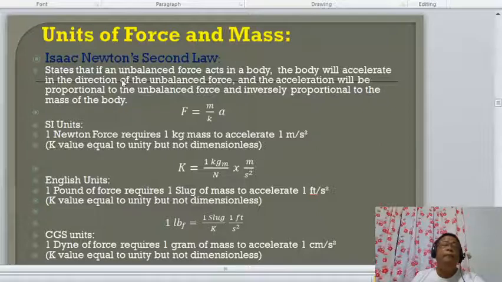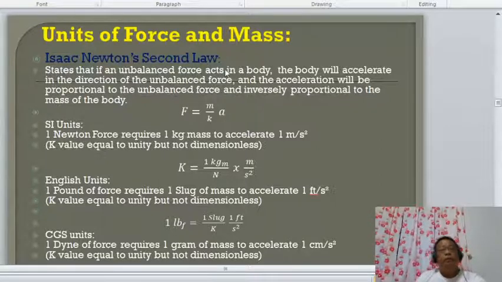Okay, so take note that this is the equation. The force is directly proportional to the mass and acceleration. Or simply, acceleration is directly proportional to the unbalanced force. So we are referring to the net force or the unbalanced force, and inversely proportional to its mass.